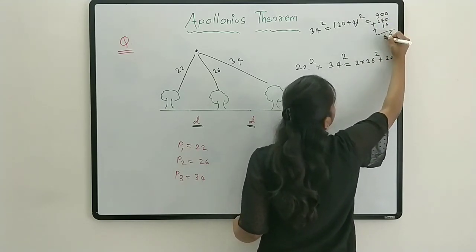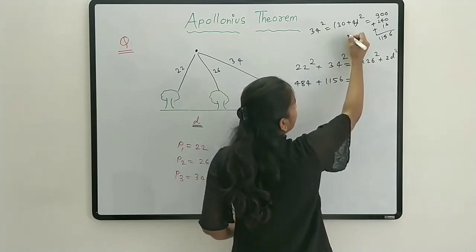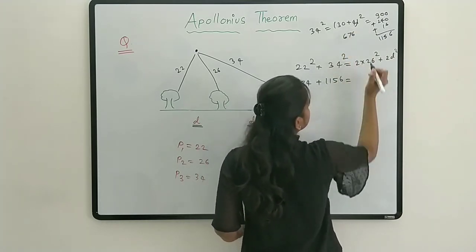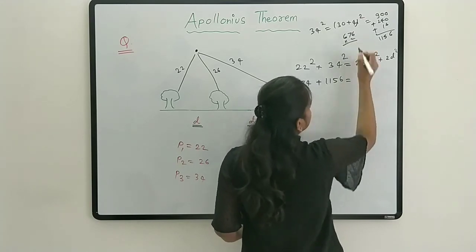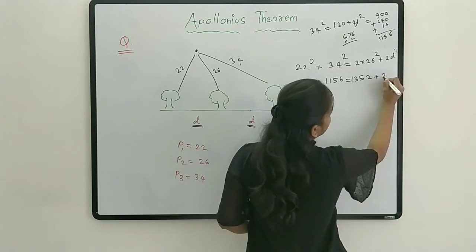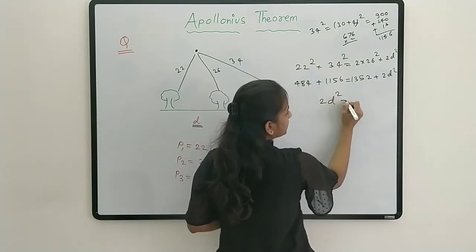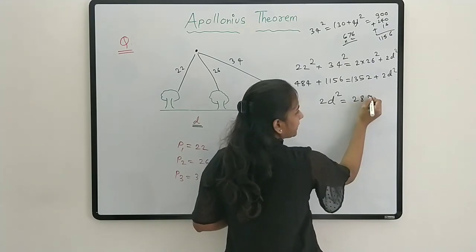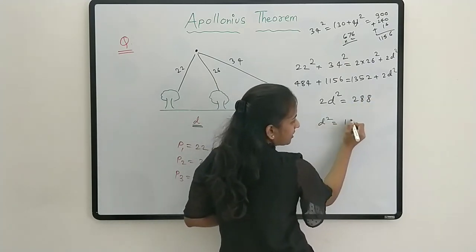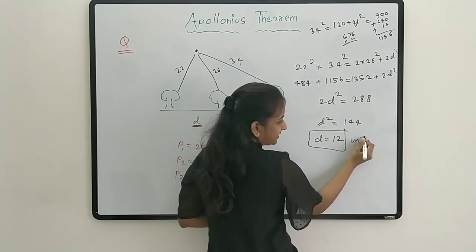So this is 1156, equal to 26 square, which is 676, into 2. So this value is 1352 plus 2d square. Now after solving this, we will get 2d square is equal to 288. D square is equal to 144. So the value of D is 12 units. Okay, easy.